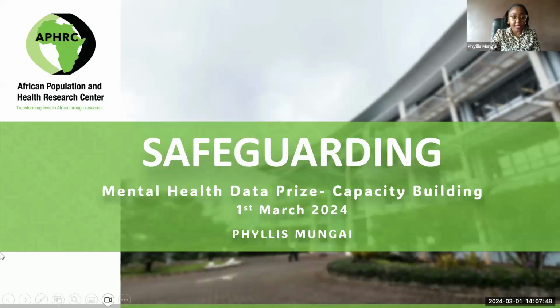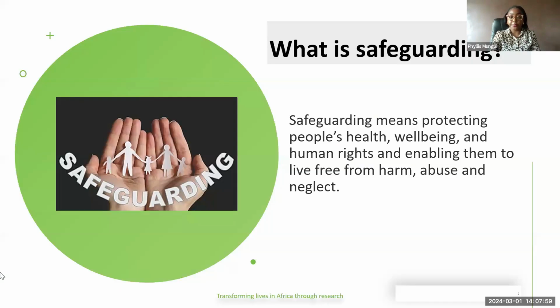As earlier stated, I will be taking you through safeguarding, what it entails, the principles, and also looking at risk management under safeguarding. So, what is safeguarding? Safeguarding means protecting people's health, well being, and human rights, and enabling them to live free from harm, abuse, and neglect. So, if you were to forget everything else, all you need to remember is that safeguarding means to protect.